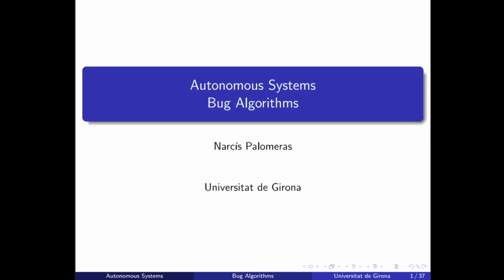Okay, we are again here with autonomous systems. If you remember, last class we did just an introduction to mobile robotics, okay? Today we want to start with the main topic of the course, that is motion planning. And we will start with the most simple algorithms that you can find in this field, that are bug algorithms, okay?